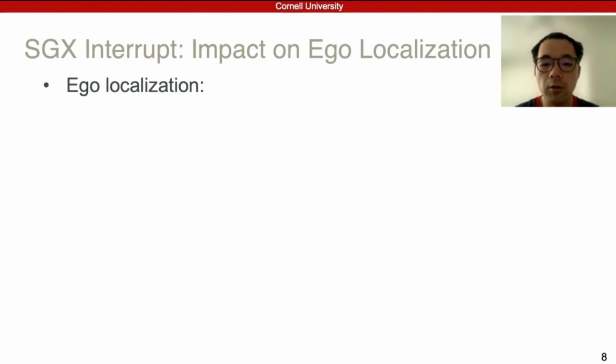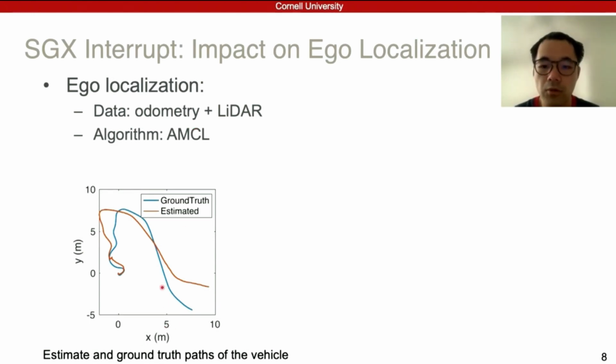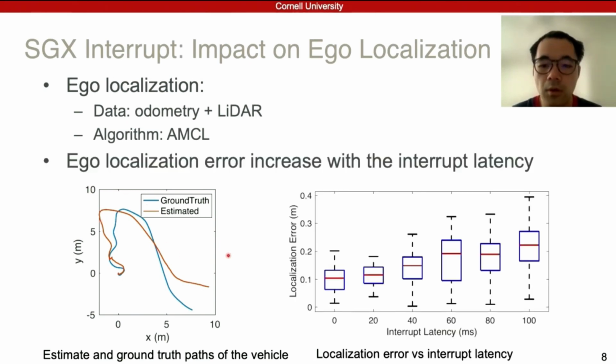We also show ego localization errors, that is, locations of the robotic vehicle itself, not the surrounding obstacles. The inputs are odometry and LiDAR. It uses the AMCL algorithm. The blue line is the ground truth location, while the orange line is the location result where there is an interrupt. We also show the measured localization errors and the relationship with the interrupt latency. The localization error increases with the interrupt latency.